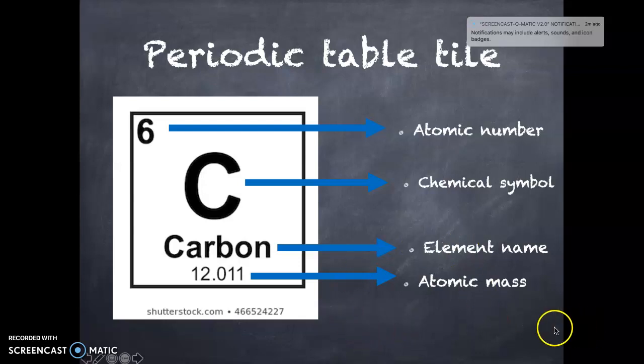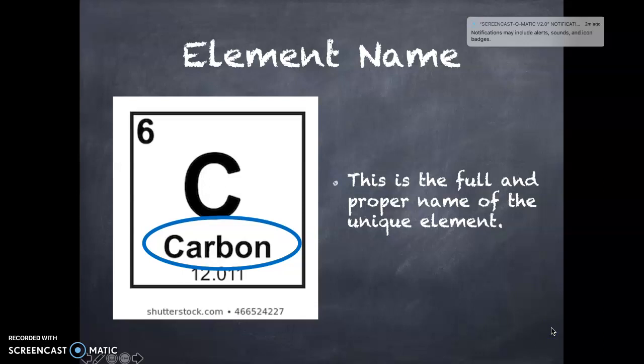The first is the element name. As it's called, it is the proper name of each individual unique element. Every element has its own unique name. In this case, carbon is carbon.